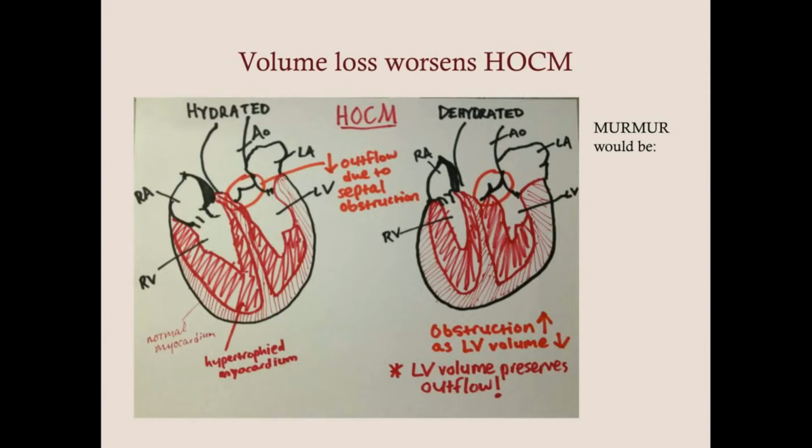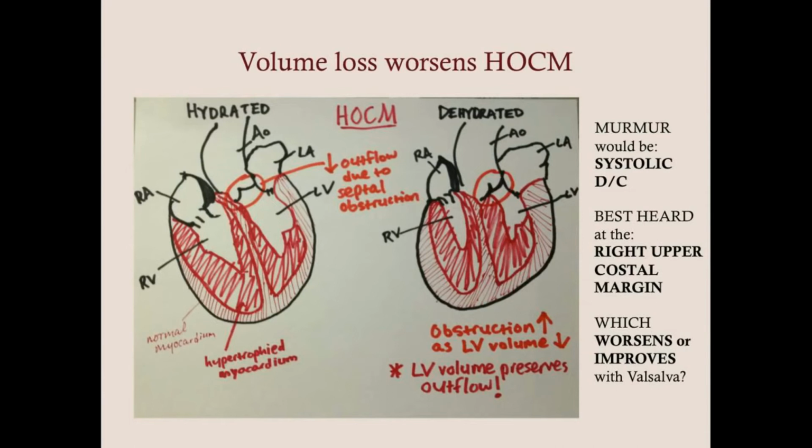Okay, so what would the murmur be? Systolic or diastolic? It's a systolic crescendo-decrescendo murmur. Where would you best hear this murmur? You would best hear this murmur at the right upper sternal border, like any aortic murmur. And would this worsen or improve with Valsalva? By worsen, I mean the murmur gets louder, and by improve, I mean the murmur gets quieter. We say worsen because the patient's outcome could worsen. And the answer is worsens with Valsalva.